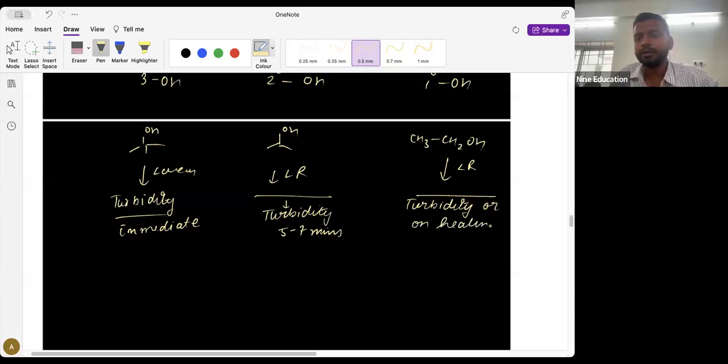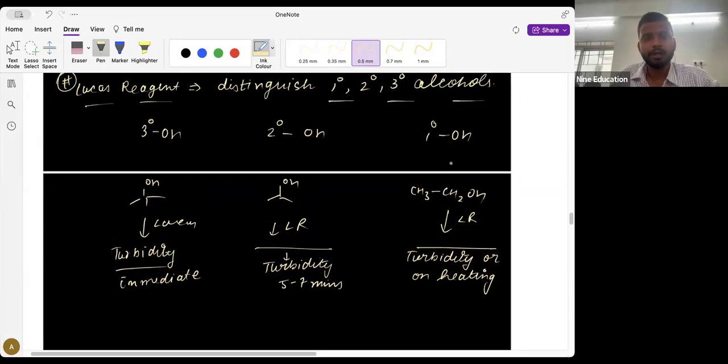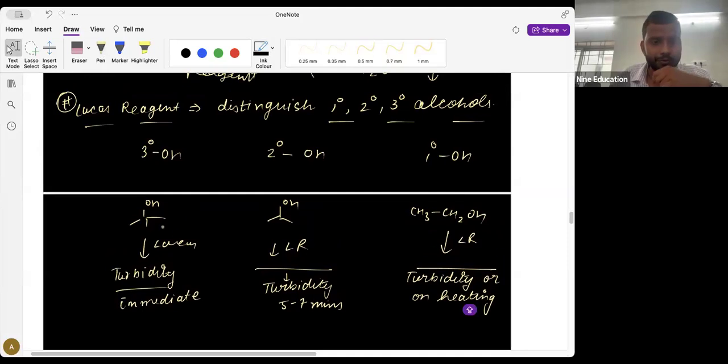You have to do the heating for 1 degree alcohol to see the turbidity, है ना? So if I have to distinguish between 3 degree, 2 degree, and 1 degree alcohols, what I need to do, I put in all the 3 Lucas reagent. और जिसमें सबसे पहले turbidity आ गया वो 3 degree वाला, जिसमें थोड़ी देर बाद turbidity आया तो वो 2 degree वाला, और जिसमें turbidity नहीं आया, you have to heat again to see the turbidity, तो मतलब वो 1 degree वाला alcohol.